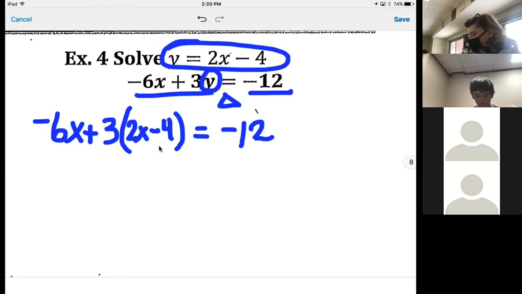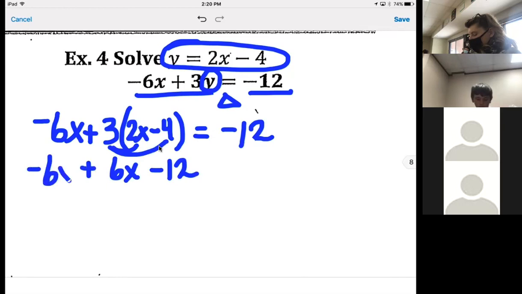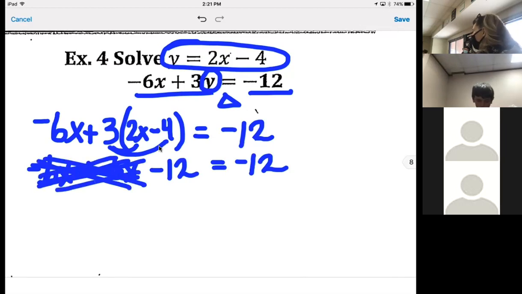All right, now we're going to distribute. And in this one, something interesting happens. Oh, the x terms cancel out. The negative 6x plus 6x equals 0. We don't have any x's anymore. So we got rid of the y's, and now we got rid of the x's too. So we're left with negative 12 equals negative 12.